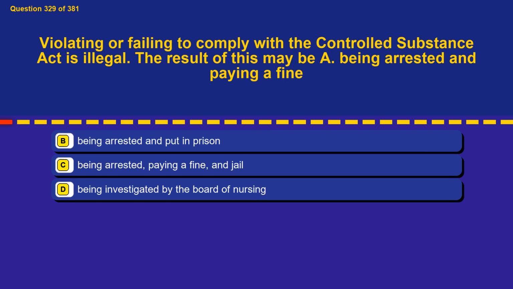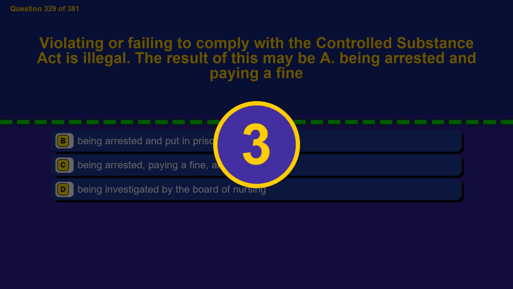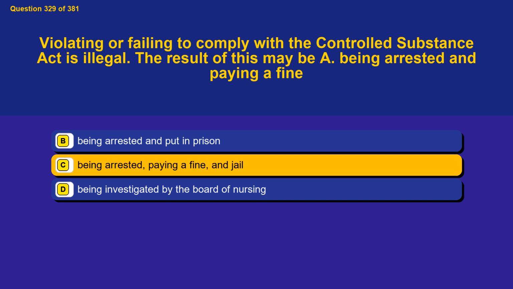Question 329. Violating or failing to comply with the Controlled Substance Act is illegal. The result of this may be: Option A, being arrested and paying a fine. Option B, being arrested and put in prison. Option C, being arrested, paying a fine, and jail. Option D, being investigated by the Board of Nursing. The correct answer is option C, being arrested, paying a fine, and jail.